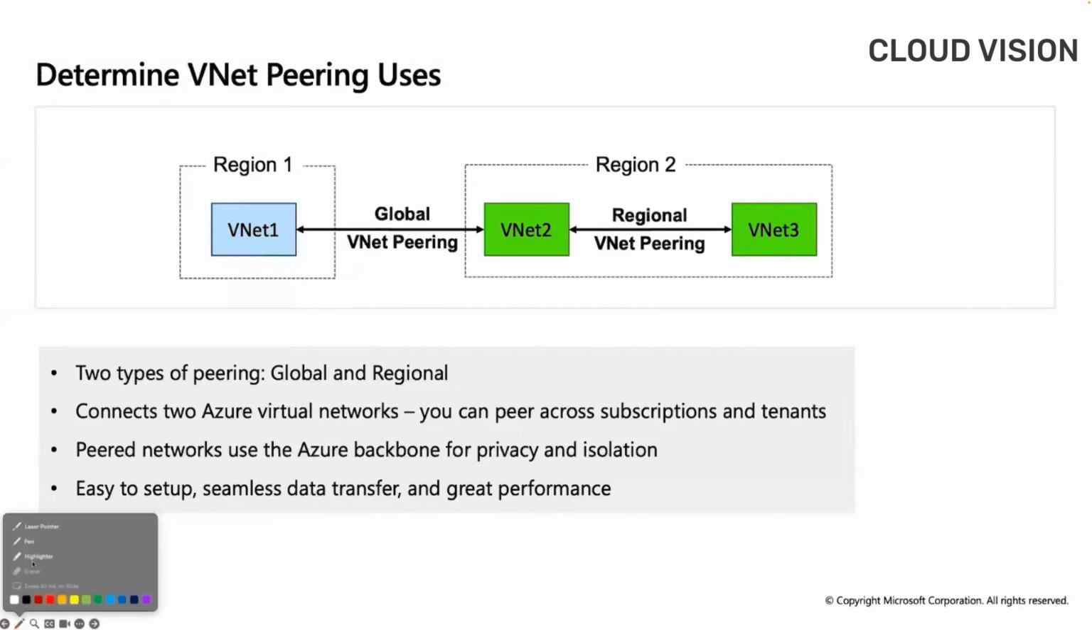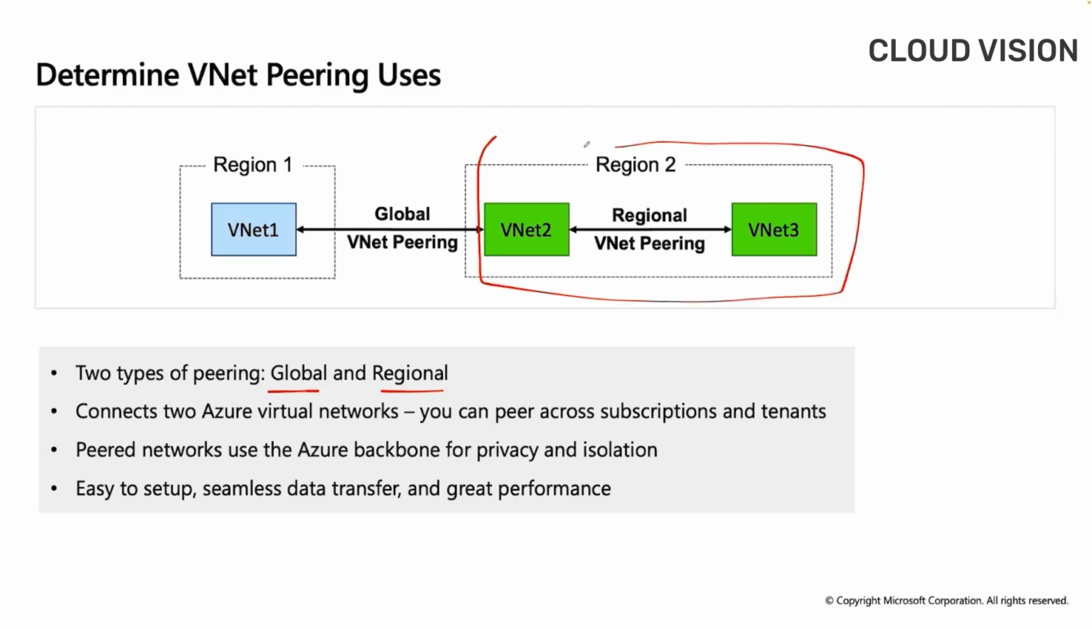If I just highlight this here, there are two types of peering available: global and regional. When it comes to regional, just imagine this is within one single region. You're creating multiple VNets, and you connect them with regional VNet peering, and that's why it's called regional. But when it goes to a different region, connecting inter-region, then it's called global peering. So these are the two types of peering available, and you can peer across subscriptions and tenants. So just remember that one.